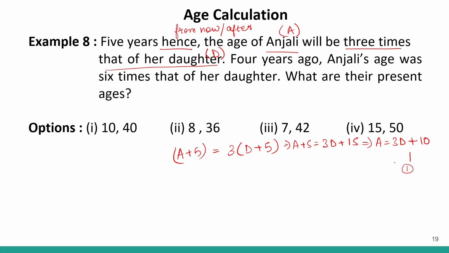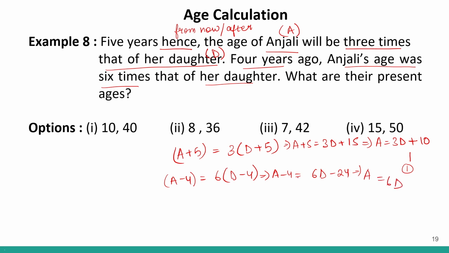Now, 4 years ago, Anjali's age was 6 times that of her daughter. So Anjali minus 4 was 6 times daughter minus 4. Correct? 4 years ago. So if I open this, it will be A minus 4 equals 6D minus 24, 6 into 4. Correct? So A will be equal to 6D, if I take 4 that side, it will be positive, so minus 20. A equals 6D minus 20. This is your equation number 2.